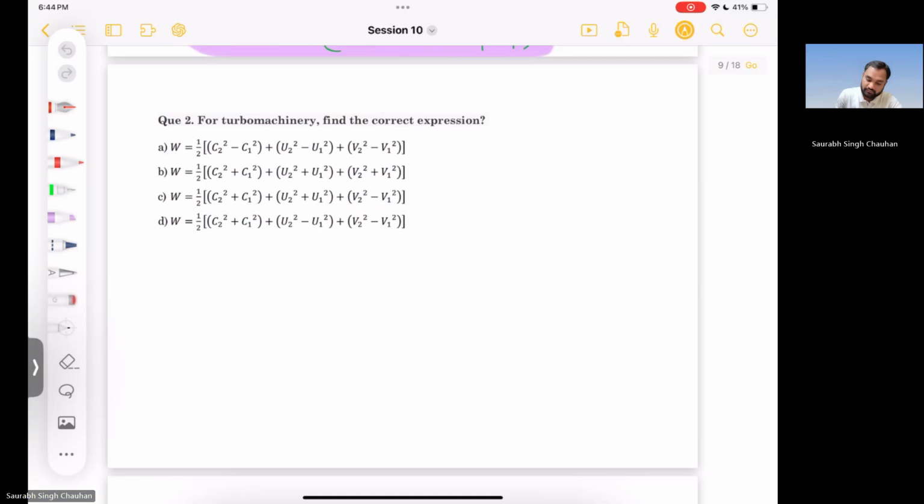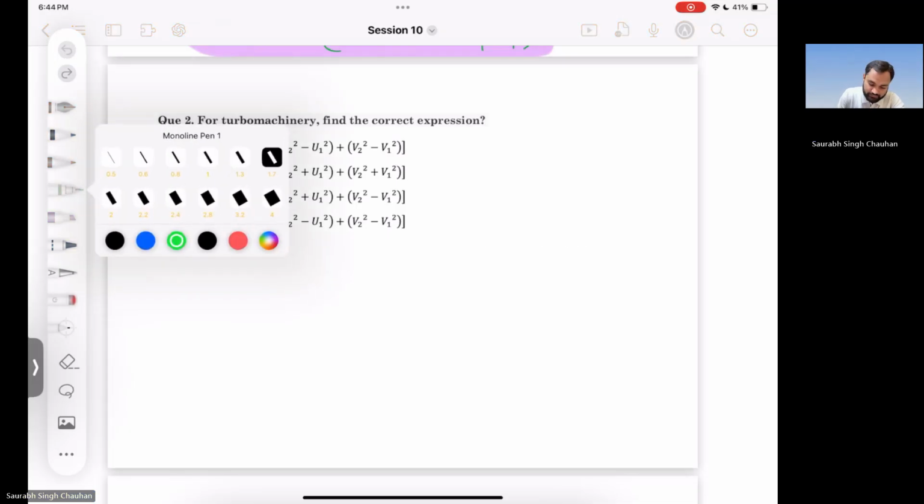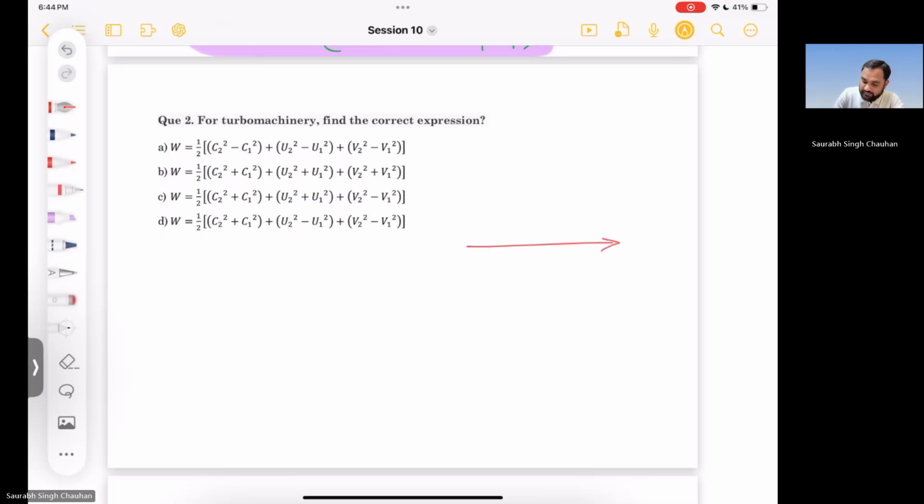But just for the sake of solving, I will again quickly make the diagram. This is the blade tip velocity, and let us say this is the relative velocity of fluid with respect to the blade. And this was your tangential velocity of the blade, and this C is your absolute velocity.